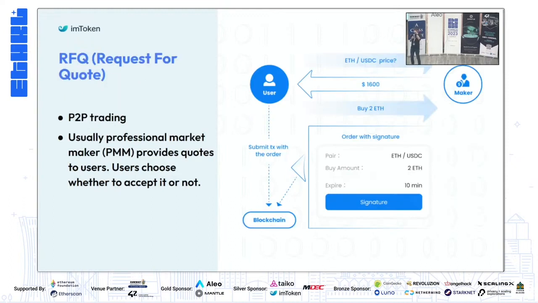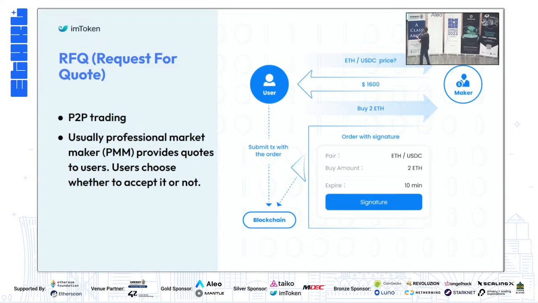And the second one is the RFQ, which is request for quote for short. Basically, it is P2P trading. We can see this diagram for the whole flow of RFQ trading. Basically, the user wants to, for example, trade ETH for USDC. So he asks for the price of that pair. The maker responds with the price, for example, $1,600, and then the user decides to make a trade at that price. For example, buy 2 ether using that price.